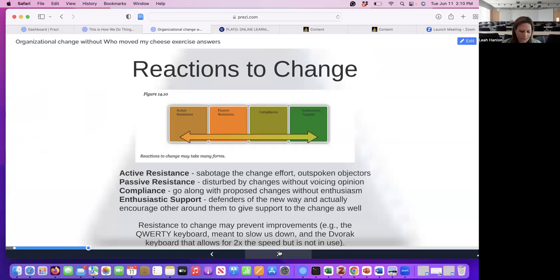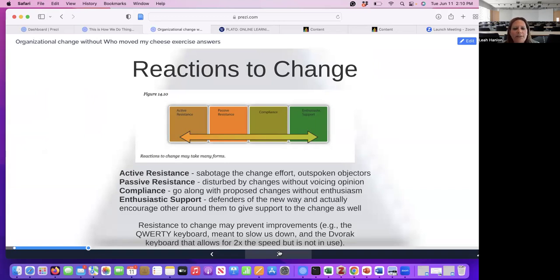Reactions to change. One example of this is the QWERTY keyboard, which is what we use now. The layout was developed to prevent jamming in early typewriters by placing commonly used letters farther apart. The layout remained standard throughout the years, whereas the Dvorak keyboard was supposed to help increase typing speed, but the resistance to change led it to not being widely accepted.